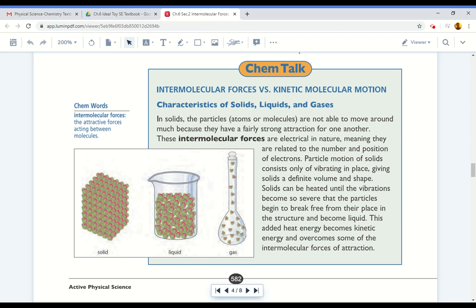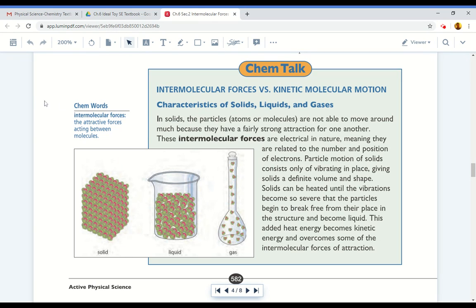Section 2. Intermolecular forces in solids, liquids, and gases. Chem Talk. Intermolecular forces versus kinetic molecular motion. Characteristics of solids, liquids, and gases.